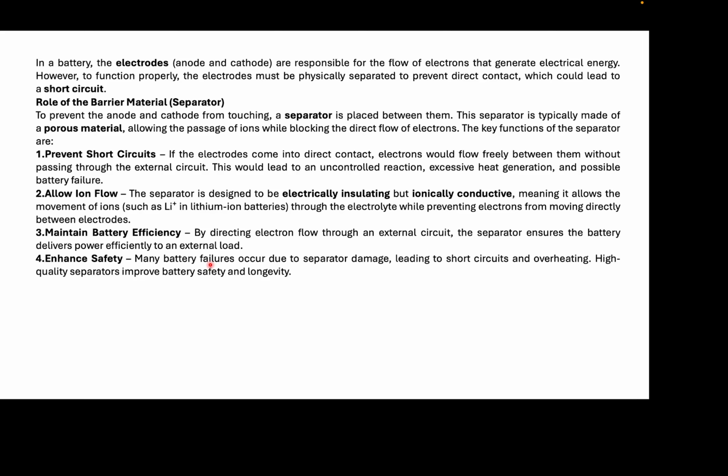Okay, maintain battery efficiency by directing electron flow through an external circuit. The separator ensures the battery delivers power efficiently to an external load. Last but not the least, enhance safety. Many battery failures occur due to separator damage, leading to short circuits and overheating. High quality separators improve battery safety and longevity.